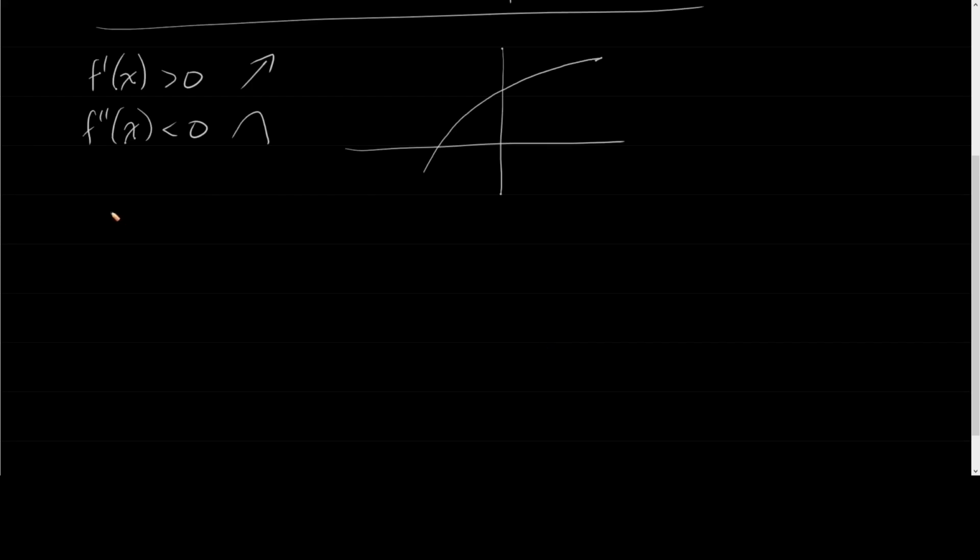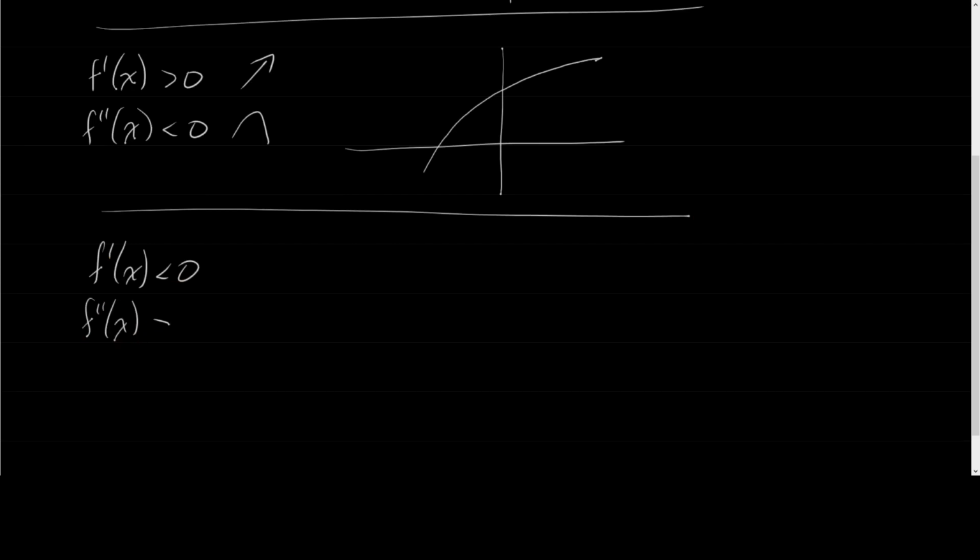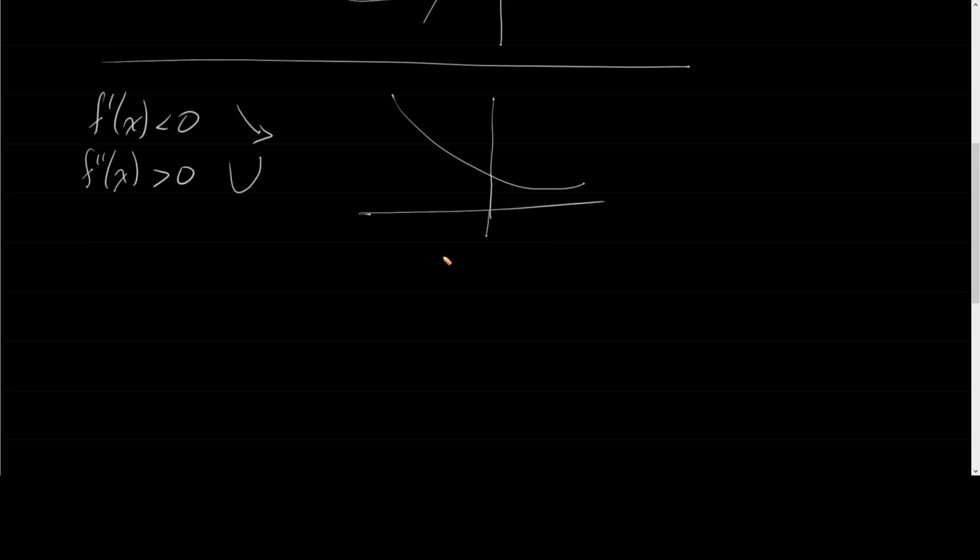What else? Let's say that we have f prime of x is less than 0, but f double prime of x is greater than 0. So what is this telling us? It is decreasing, concave upwards. Decreasing concave upwards looks like this, right? Tangent slopes are negative, and it has a positive concavity.